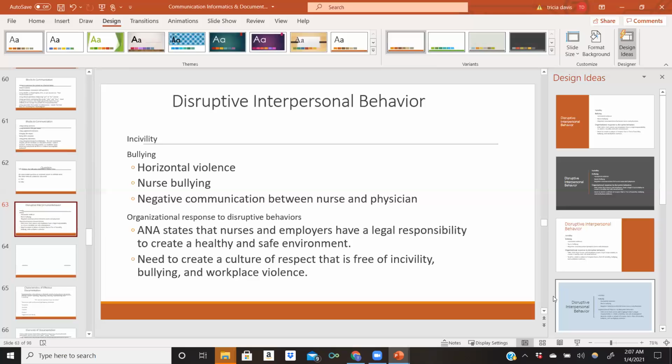So these behaviors definitely have an effect on your patients. The ANA, like we said before, states that the nurse and employers in all settings have an ethical, a moral, and a legal responsibility to create healthy and safe work environments for nurses and every member of the healthcare team, from housekeeping all the way to doctors. For healthcare consumers, families, and their communities, nurses and their employers must collaborate to create a culture of respect that is free from incivility, bullying, and workplace violence.